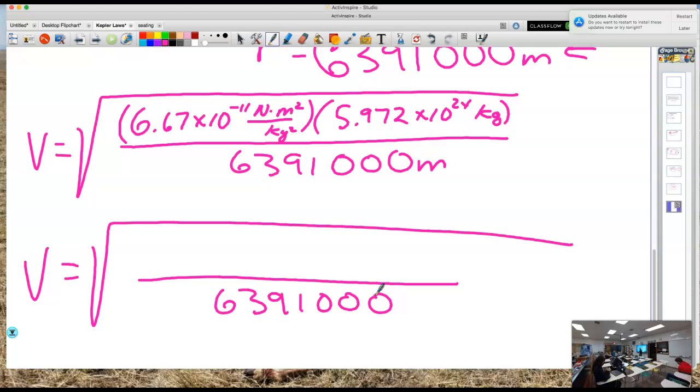Okay, so we need 6.67 times 10 to the negative 11 times 5.972 times 10 to the 24th. What is that? Just do the top. That's all we're doing. Do it one step at a time so we can write it down and check our answers. The E should be a small capital E. Don't use one that looks like a number. That'll mess you up.